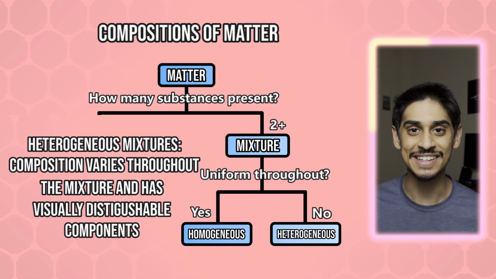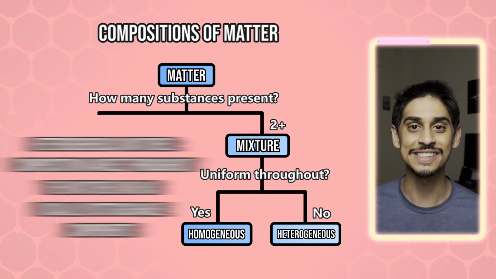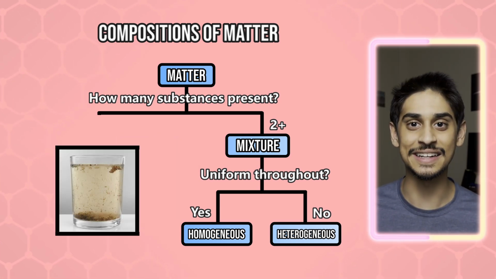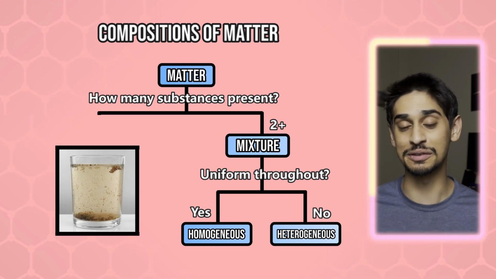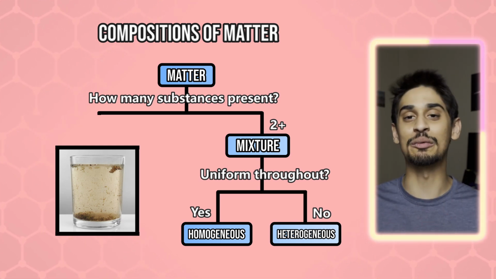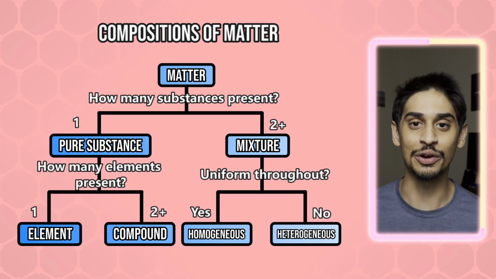On the other hand, heterogeneous mixtures have visually distinguishable components. Water mixed with some dirt would be a great example, because you can see the chunks of dirt floating in the water, and you can clearly see what is water and what is dirt. Understand this chart and you'll crush any question regarding the compositions of matter. And that wraps up the 2 major classifications of matter.